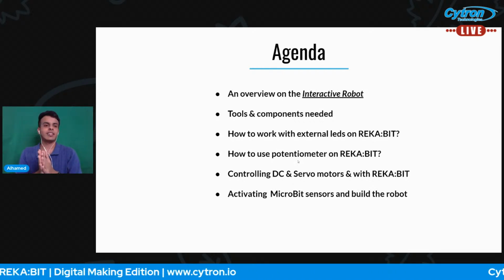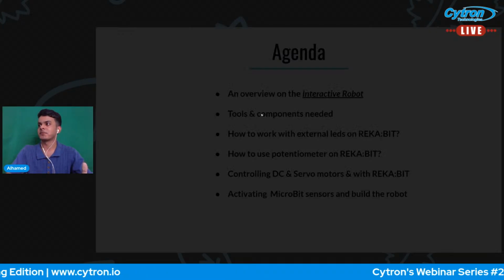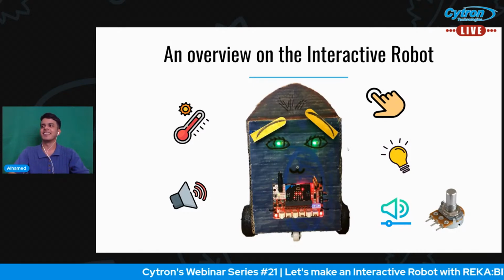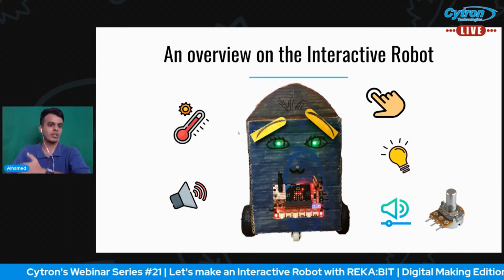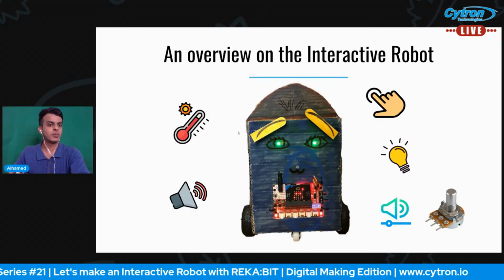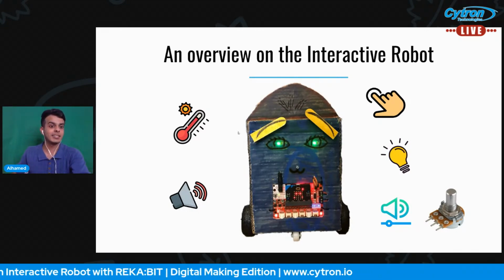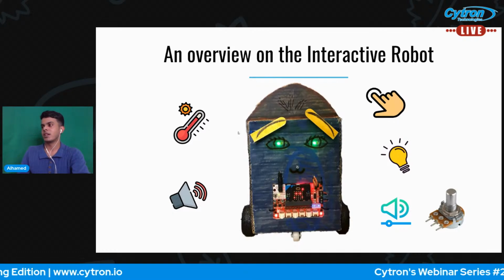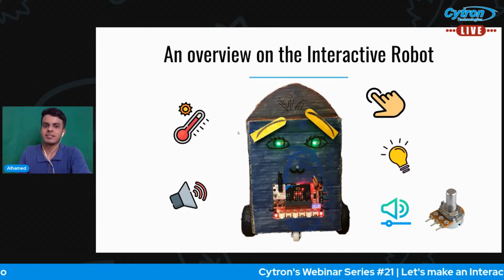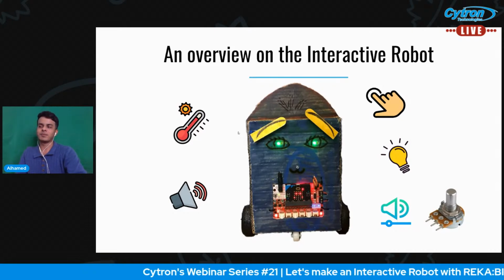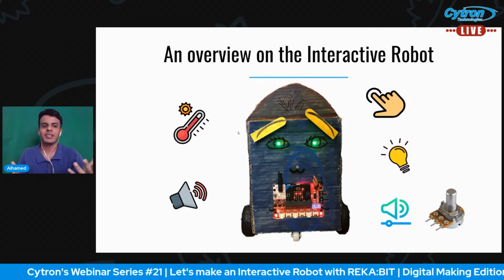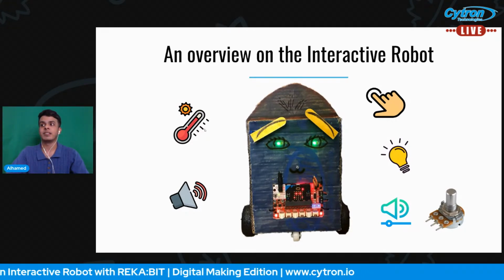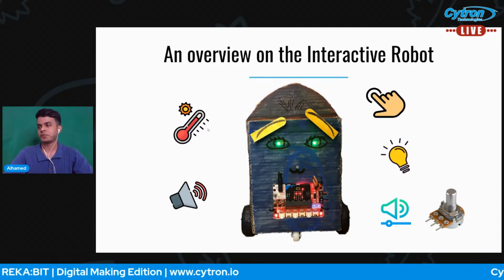So let's see what the interactive robot looks like. Here it is. This is our interactive robot. Looks nice, isn't it? Let me go through it one by one and give you a general idea of how this robot works. After this, I will show you the robot in action. By its name, it's an interactive robot, which means it will react to the things going on around it. The first thing is that it will react to the temperature.